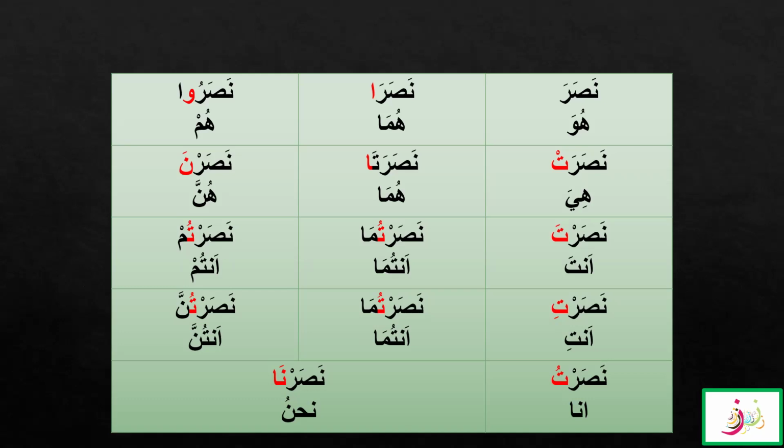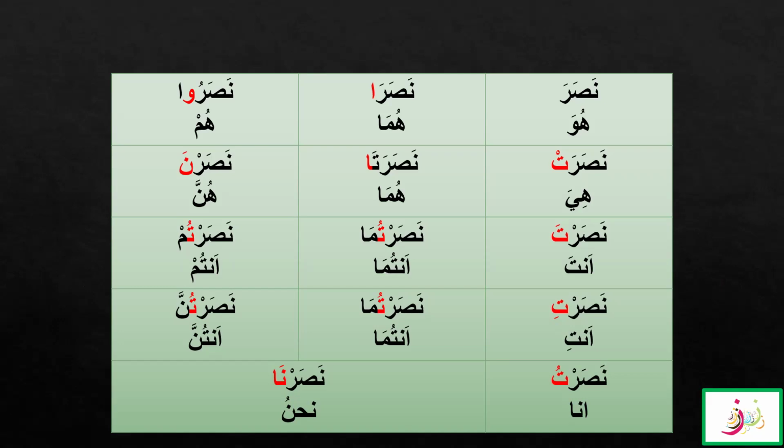Alhamdulillah. So now we are going to translate. Huwa nasara, he helped. Huwa nusira, he was helped. Huma nasara, they both helped. Huma nusira, they both were helped. Hum nasaru, they helped. Hum nusiru, they all were helped. In that way, here Nusirat, she was helped. Huma Nusirata, they both feminine were helped. Hunna Nusirna, they all were helped.